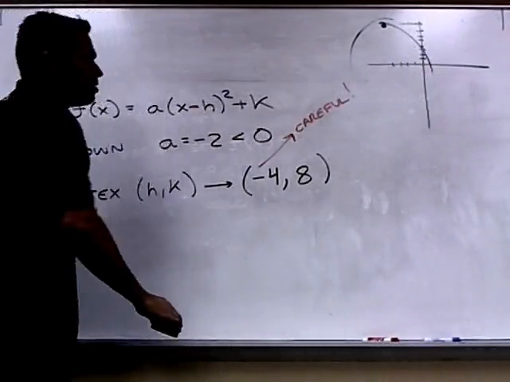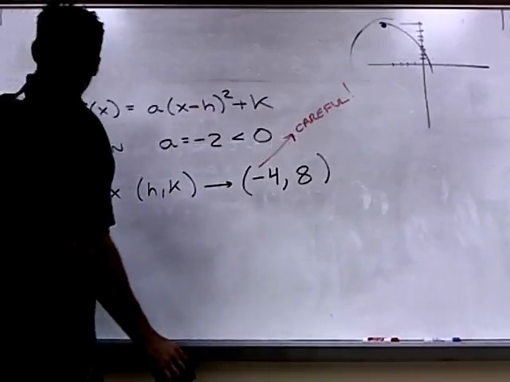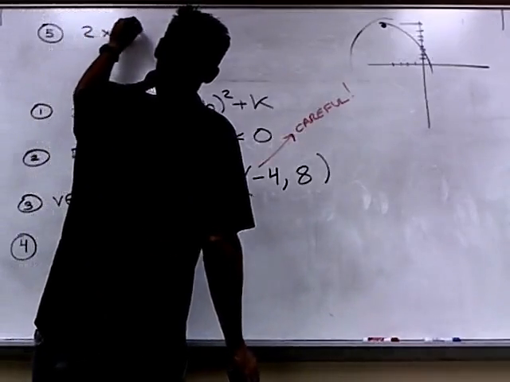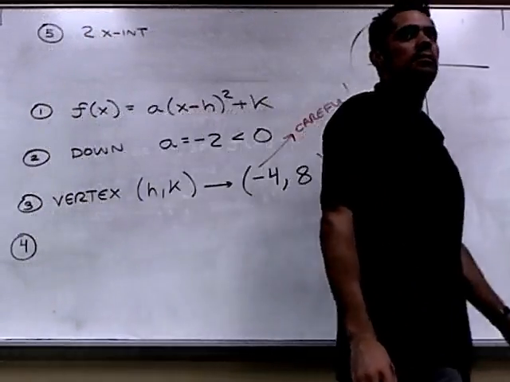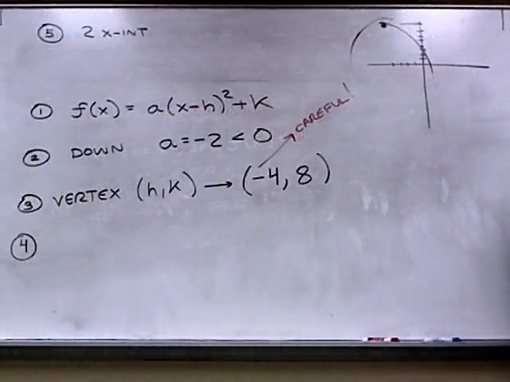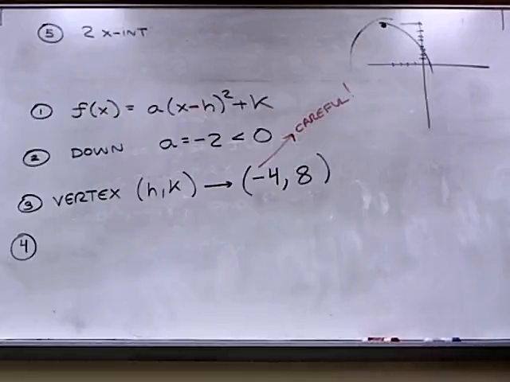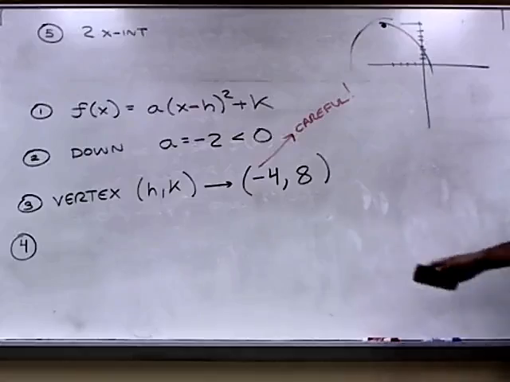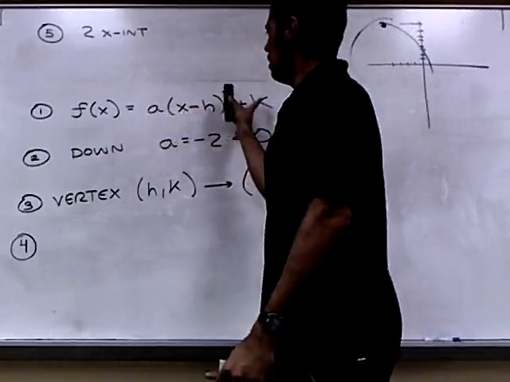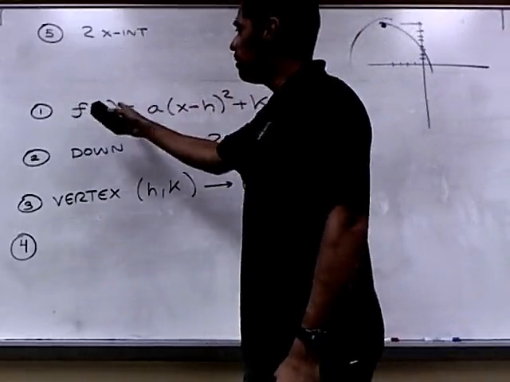How many x-intercepts do you have? 2 x-intercepts. How do you find the x-intercepts? You set the entire function equal to 0. This is going to be the hardest part of the entire problem, this part right here. So I need to take my function and set it equal to 0.